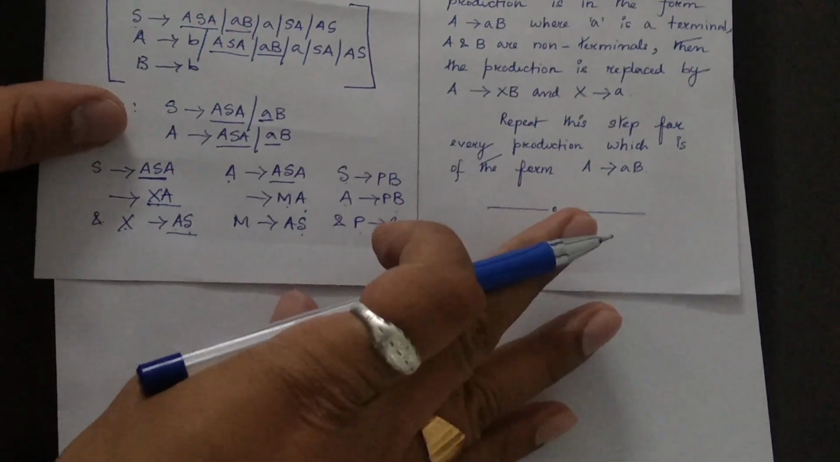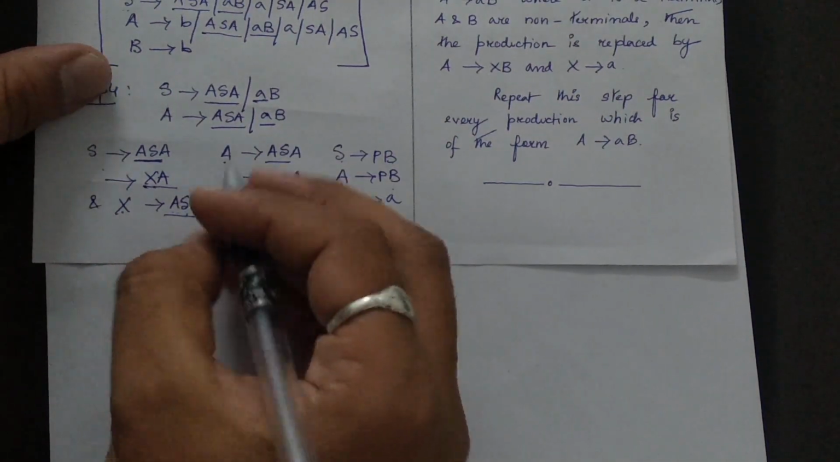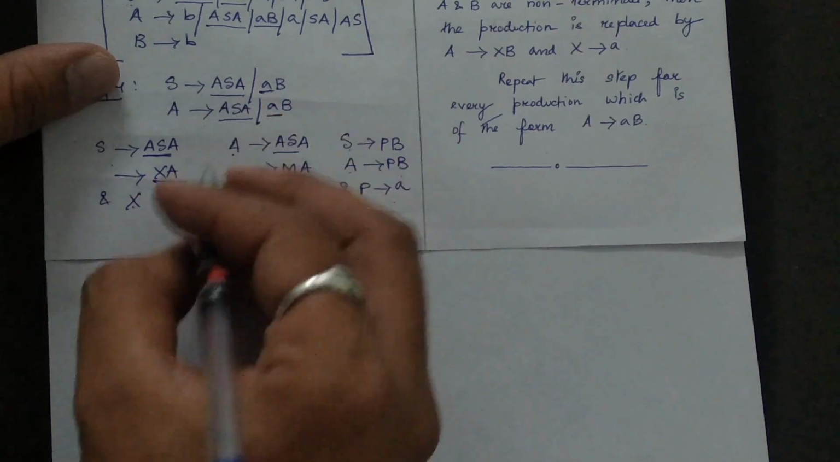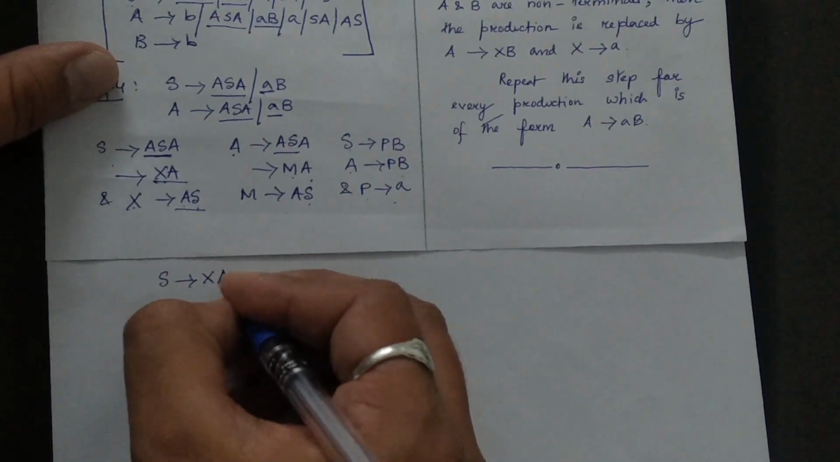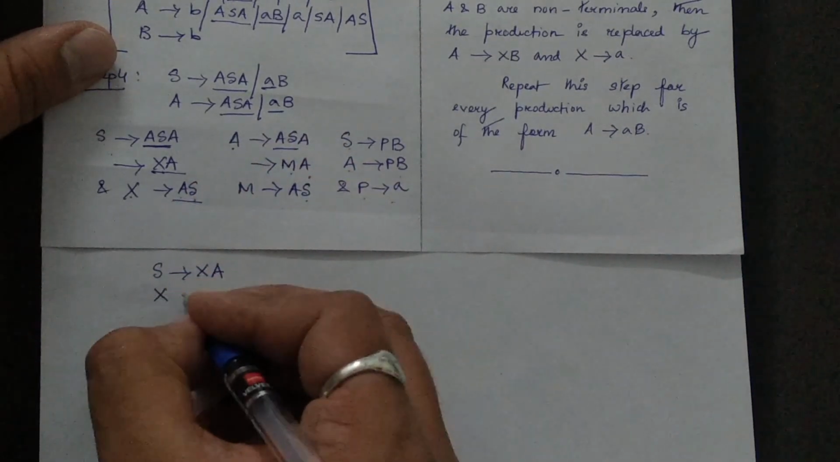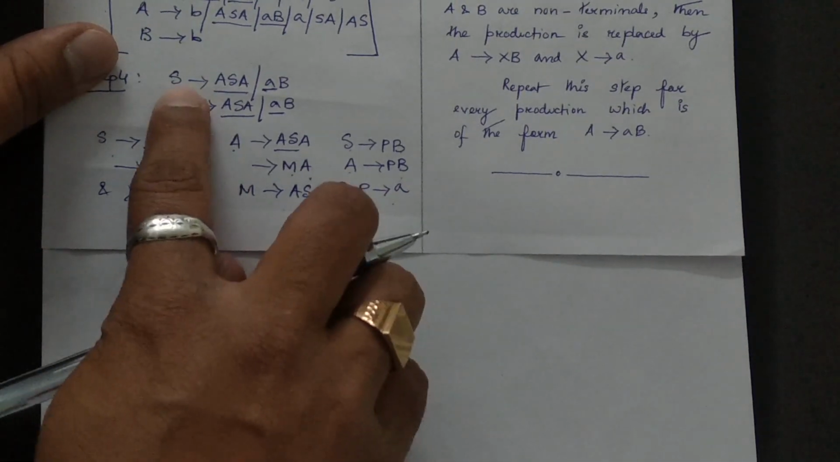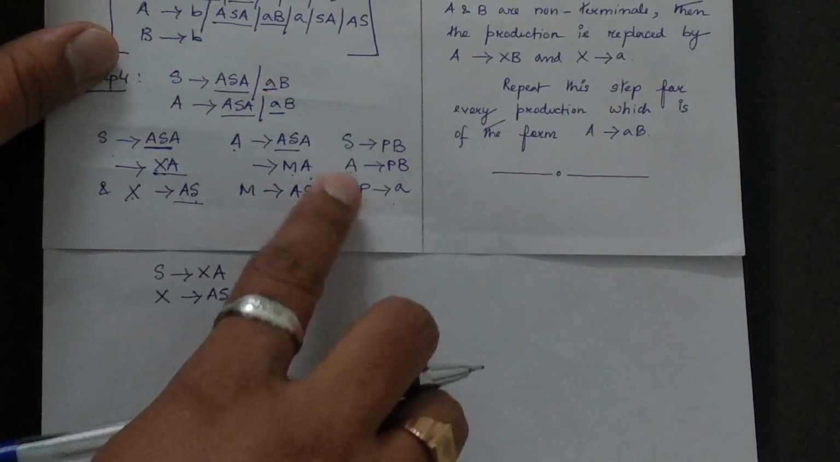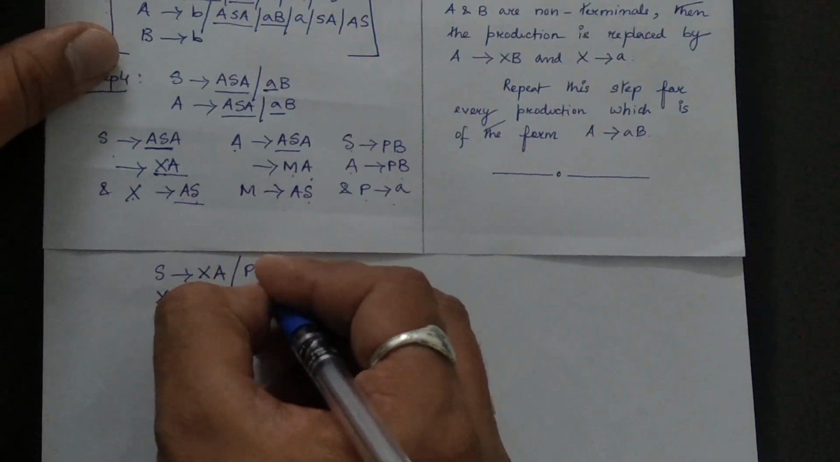Can I use a new paper? I don't have space right now, so I can note down the final grammar that I have found, using this particular part. In place of SA, I can write S tends to XA, correct? XA, and then X tends to AS. Clear? And S tends to AB. In place of AB, what have we got? S tends to PB. So PB I can write over here.